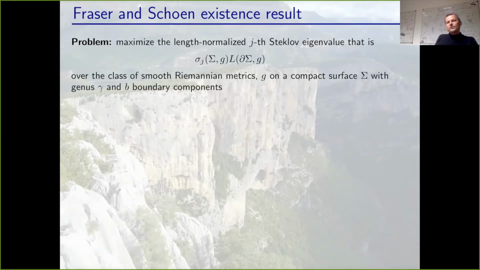So what is the question we looked at? It is the maximization of the Steklov eigenvalue. Here the maximization is over the metric, and you maximize the product of the eigenvalue times the length of the boundary with respect to the metric, of course. What will be fixed is the number of boundary components of your surface. And you want to have a look at the optimizer of this problem.